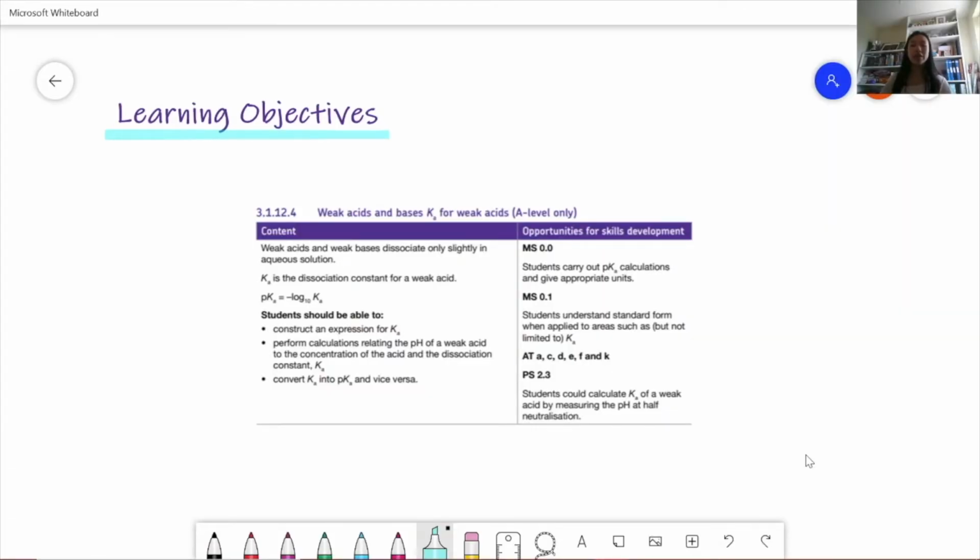Today we're going to be learning about weak acids and bases, Ka for weak acids. So here are our learning objectives. The first is to know that weak acids and bases dissociate only slightly in aqueous solution. And then we're going to learn about the dissociation constant Ka and its relationship with pKa. So we're going to construct an expression for Ka and perform calculations relating the pH of a weak acid, the concentration of the acid and the dissociation constant Ka, and how to convert Ka into pKa and vice versa.